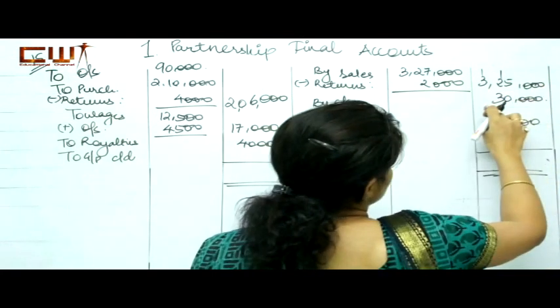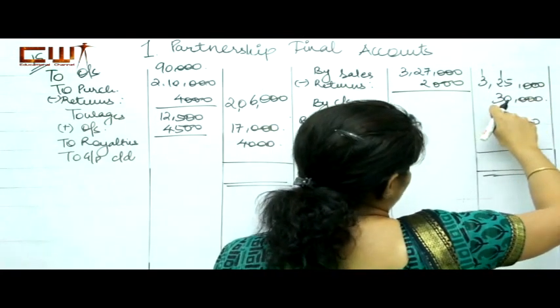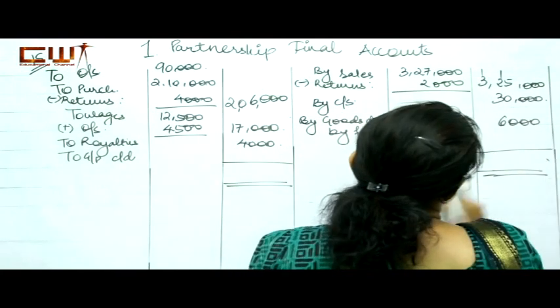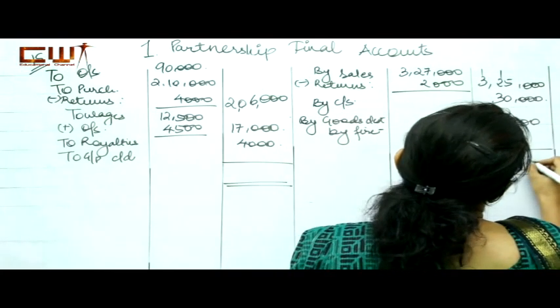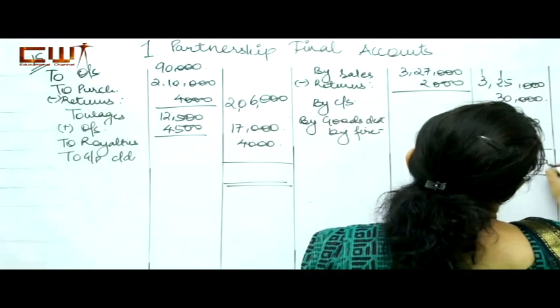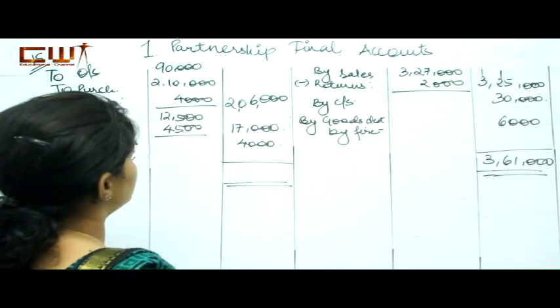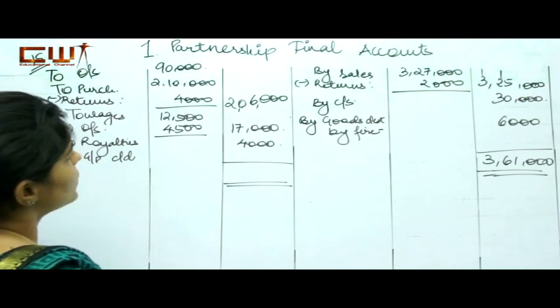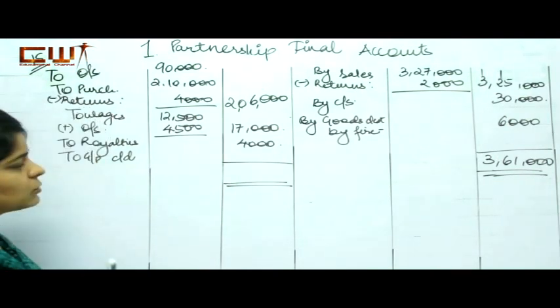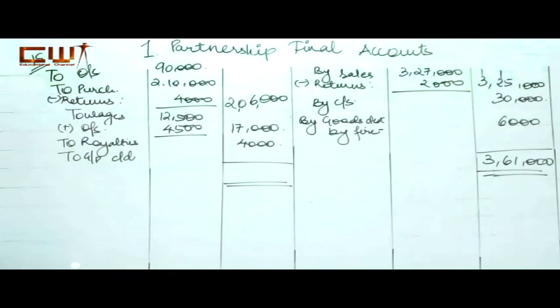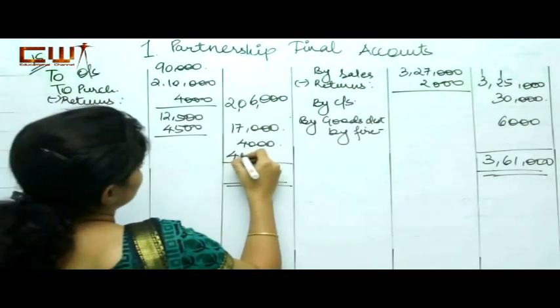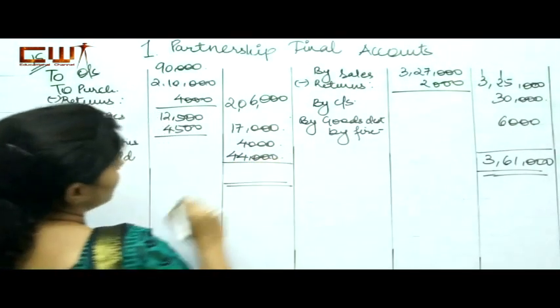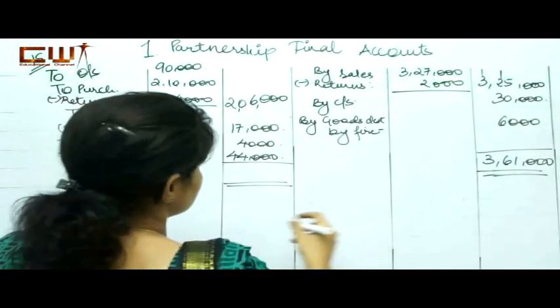3,25,000 plus 30,000 will give you 3,55,000, plus 6,000 will give you 3,61,000. Alright, you come on to the debit side. 2,06,000 and 17 will give you 2,23,000, plus 4,000, and you have 2,63,000. Minus it from 3,61,000, that will give you 44,000. So gross profit is 44,000. Alright.